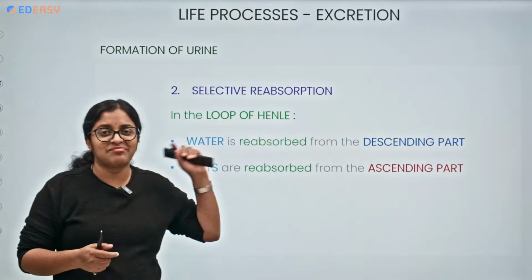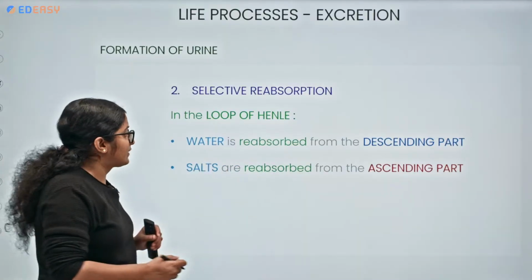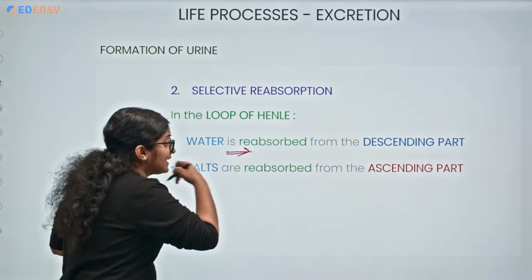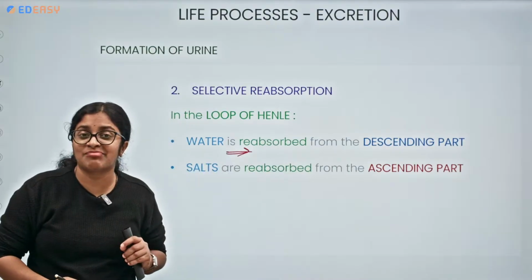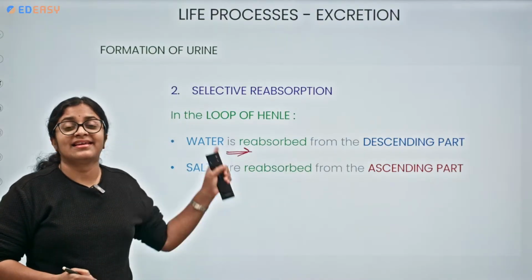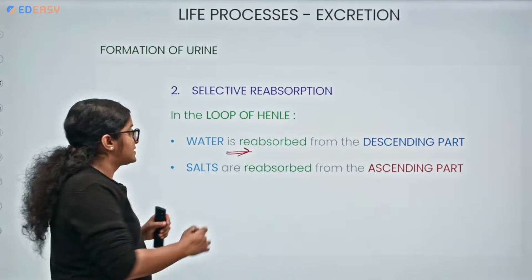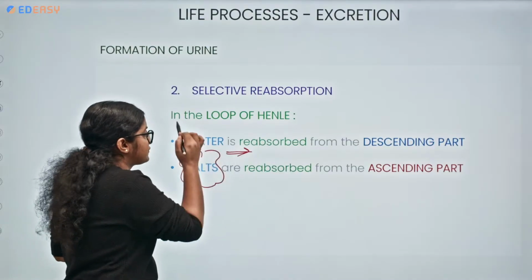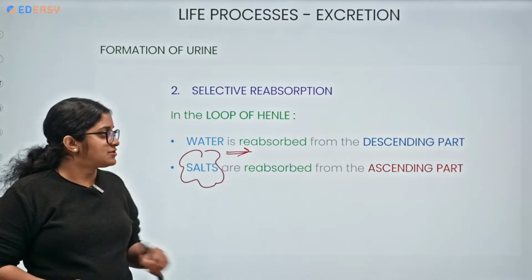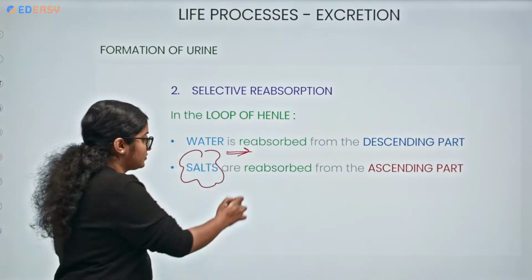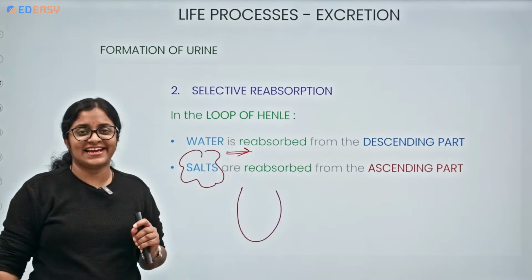So now what is happening in the loop of Henle? In the loop of Henle, the water is getting reabsorbed from the descending part, and there is a reabsorption of salts as well. Some useful salts are getting reabsorbed from where? From the U-shaped loop of Henle, right?